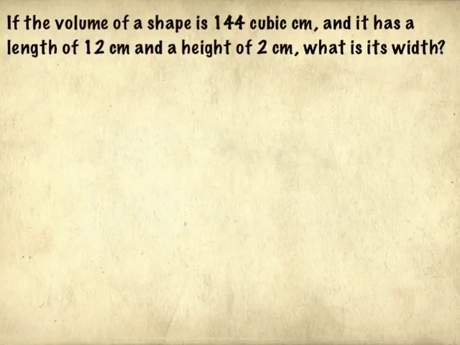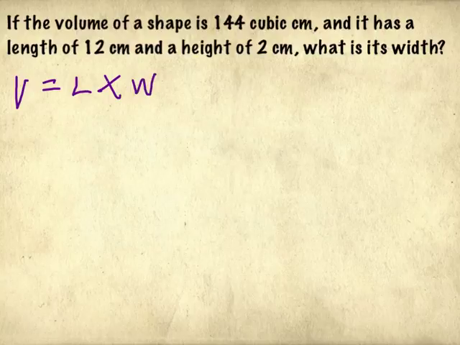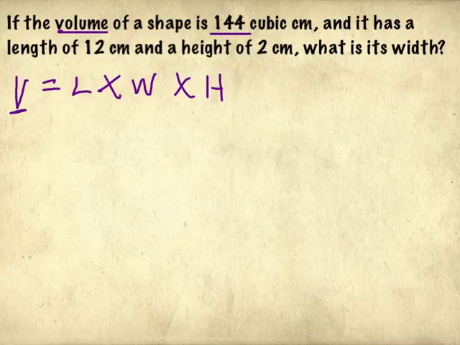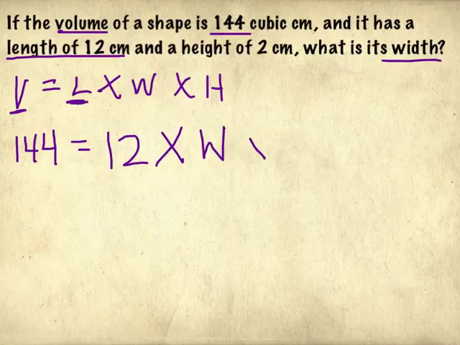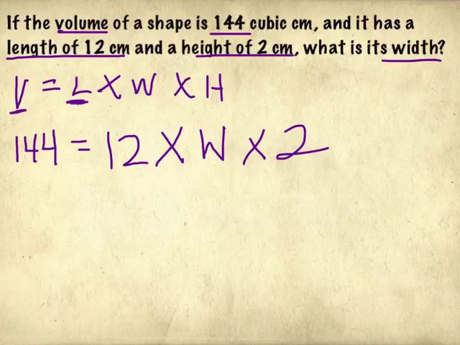So I know that volume equals length times width times height. And if I know that, all I have to do is go through this problem and plug in the numbers. So let's start with V. V stands for volume, and the volume I know is 144, so I can replace V with 144. And that equals length. Do I know the length? I sure do. It's 12. Times the width. I don't know what that is, so I'll just leave it as a W, times the height, which is 2.